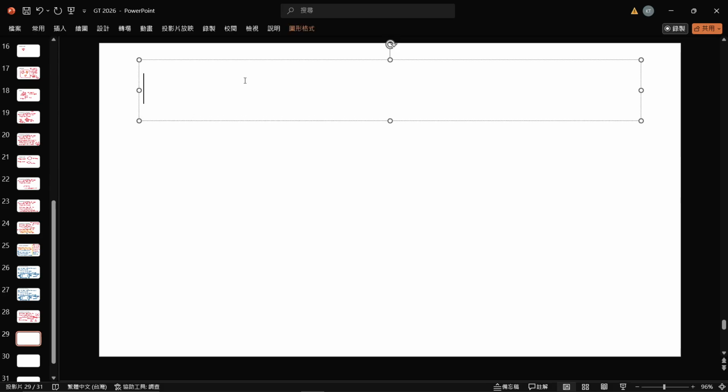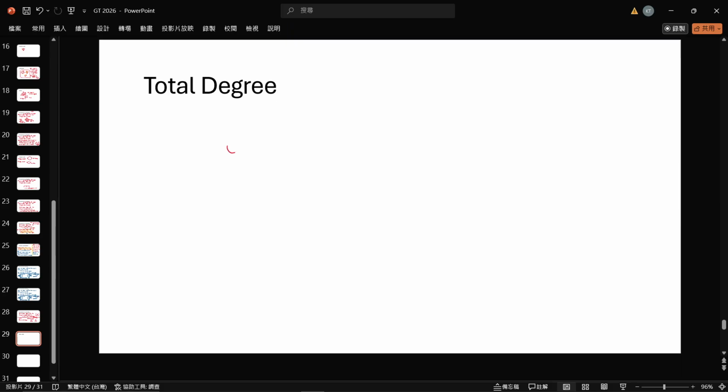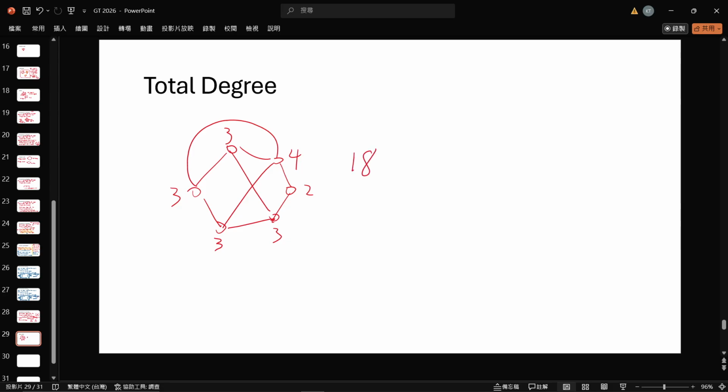Before I start the next topic, I want to give you a small warm-up. This is related to total degree. There's a simple property about the total degree of a graph. So what's the total degree of a graph? You just sum up all the degrees, and that's it. For this graph, the degrees are 3, 3, 2, 4, 3, 3. So what's the total degree? I count 18. Am I right? Yeah, okay. So 18 is the total degree.